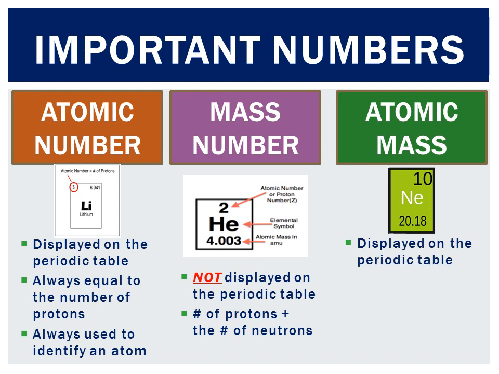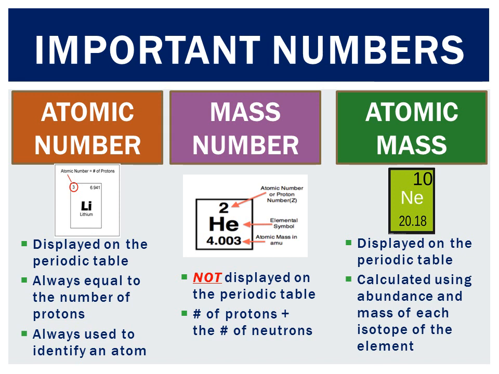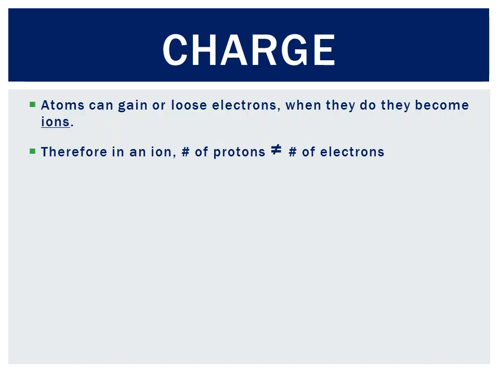The last one is the atomic mass. This is the number that's displayed on the periodic table. On the periodic table that you have, it is under the symbol. It's calculated using the abundance and mass of each isotope of the element. This idea will be in tomorrow night's iChem lesson, so we don't really need to worry too much about this idea right now. So let's focus on the atomic number, mass number, and this next one called charge.